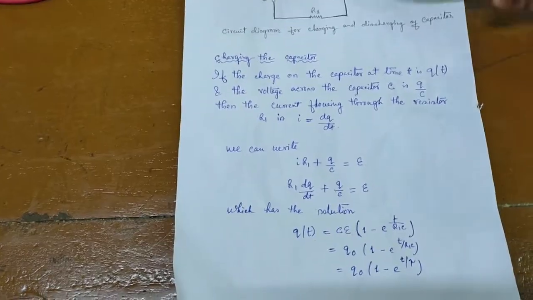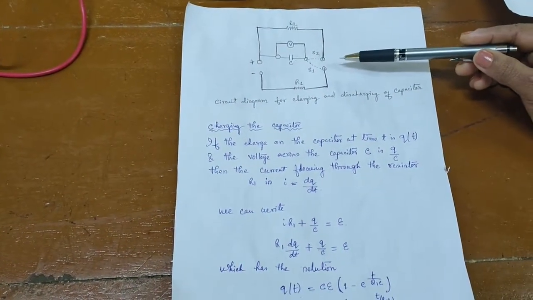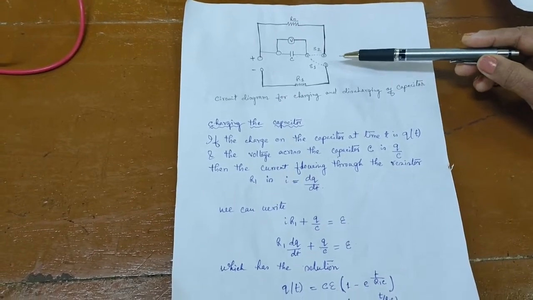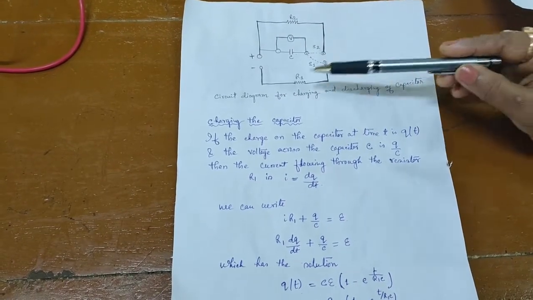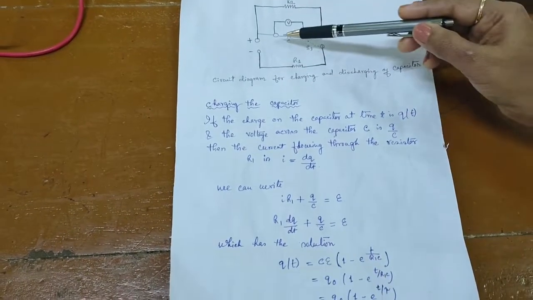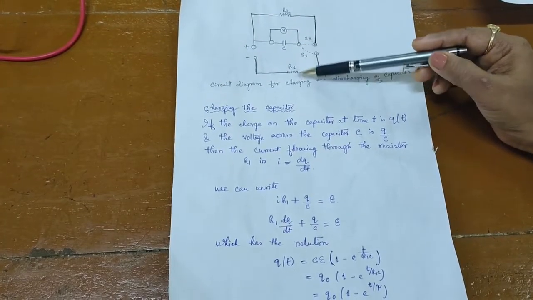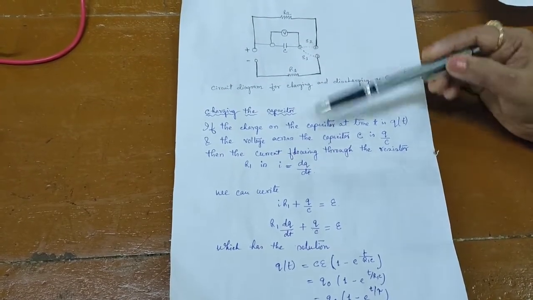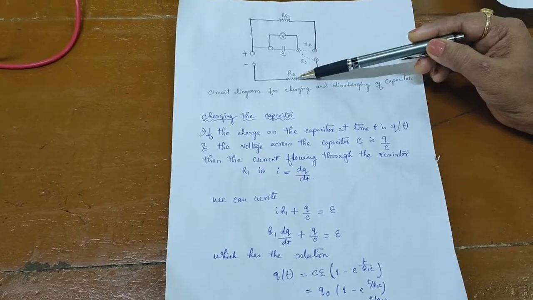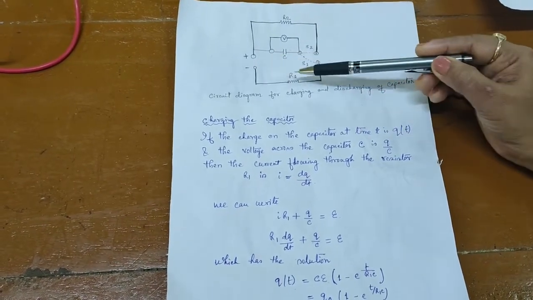Now for finding the charge on the capacitor, we have to apply Kirchhoff's law. Kirchhoff's second rule states that the sum of all the voltages across all the elements will be 0. Here in the charging part we are applying Kirchhoff's second rule. So the potential difference across R1 plus the potential difference across C becomes 0.